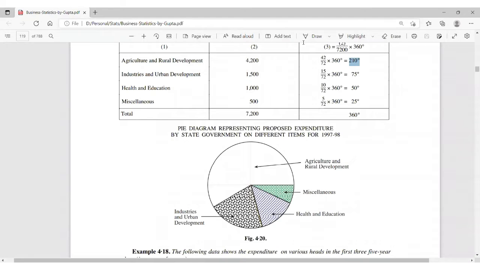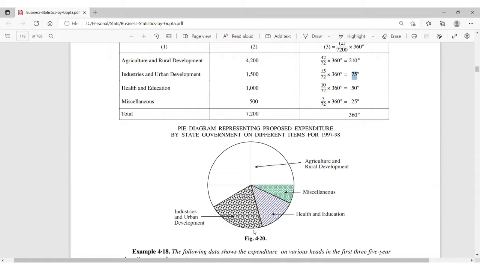Got it? Similarly, next is 75 degree. Now, what you do? This is 210. From this, put the protractor here and draw a 75 degree angle. That goes to this level, 75 degree. This is industry and urban. That way.